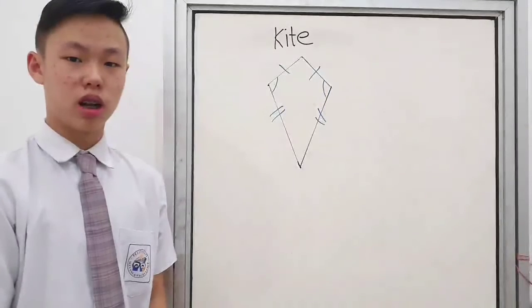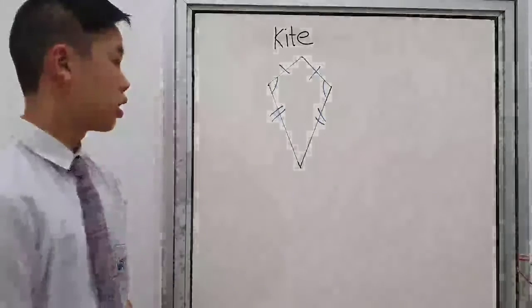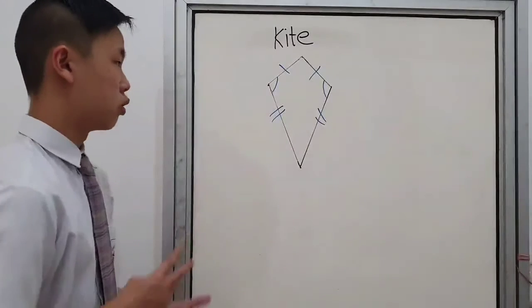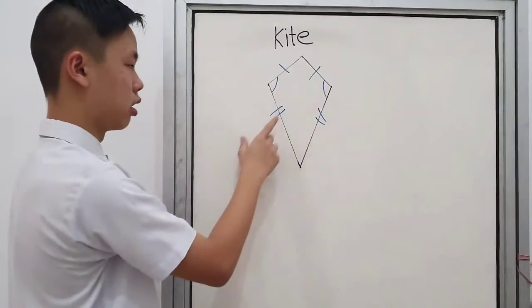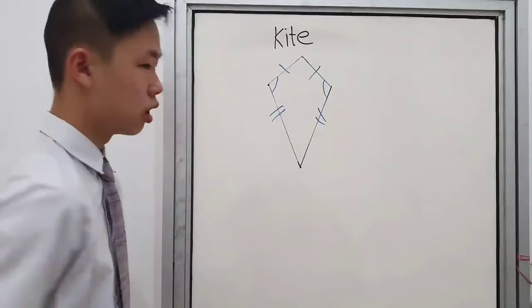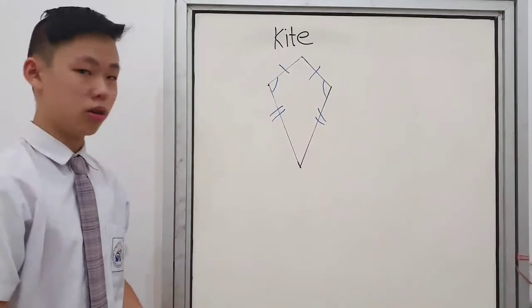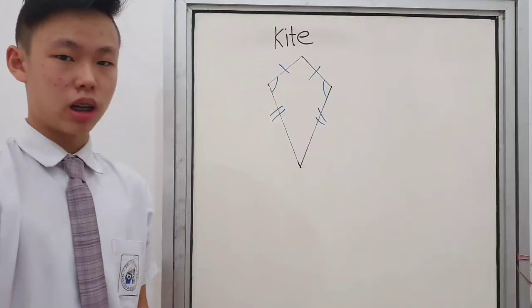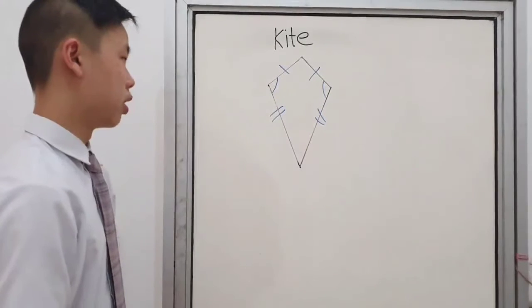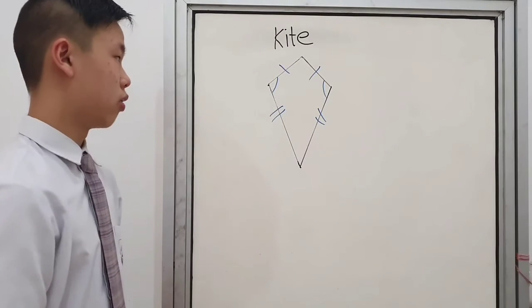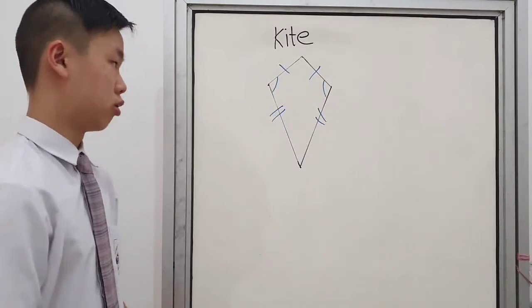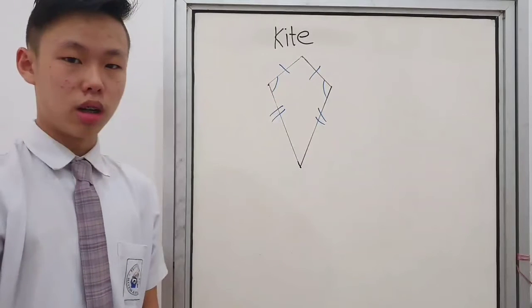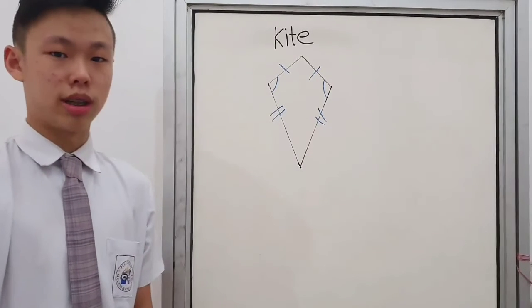So the fifth quadrilateral is the kite. A kite has two pairs of equal sides. So this side and this side are the same, and this side and this side are the same. And a kite doesn't have parallel sides. A kite has one pair of equal angles, and also one line of symmetry and one rotational symmetry.